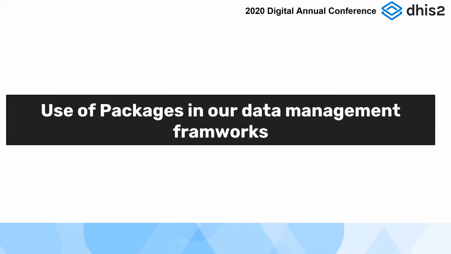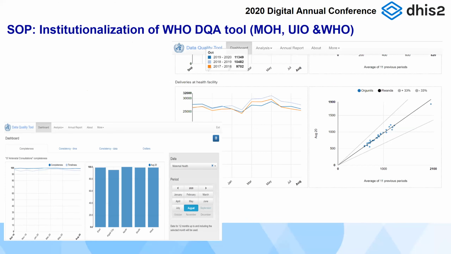So how are we using these packages? We already have the framework of data management in place, but what we did in 2019 was change most of our tools to ensure that we institutionalize or accommodate the new tools. Most of the time we promote information use, but when we don't have robust tools to ensure that people are able to visualize data, errors and outliers, that's a problem. So that's where we installed, with MoH, UiO and WHO, we joined efforts, managed to train our people, and installed the WHO data quality tool.